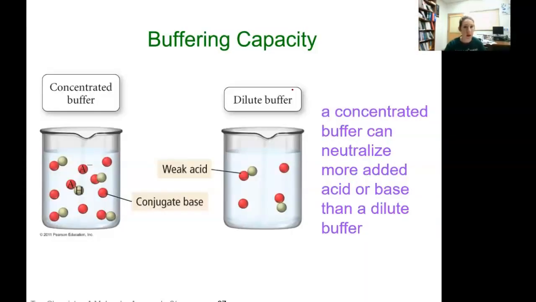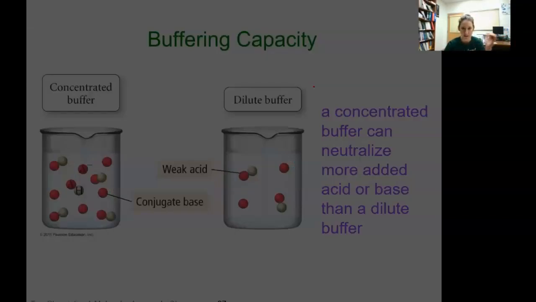So that brings us to buffering capacity, right? A concentrated buffer is going to be a better buffer because it can neutralize more acid or base than a dilute buffer, which means you can just add a bunch of acid and you won't see a change, or add a bunch of base and you won't see a change when it's concentrated, versus if it's really dilute, a little bit of acid and a little bit of base will make a bigger change. So a better buffer is a concentrated buffer.